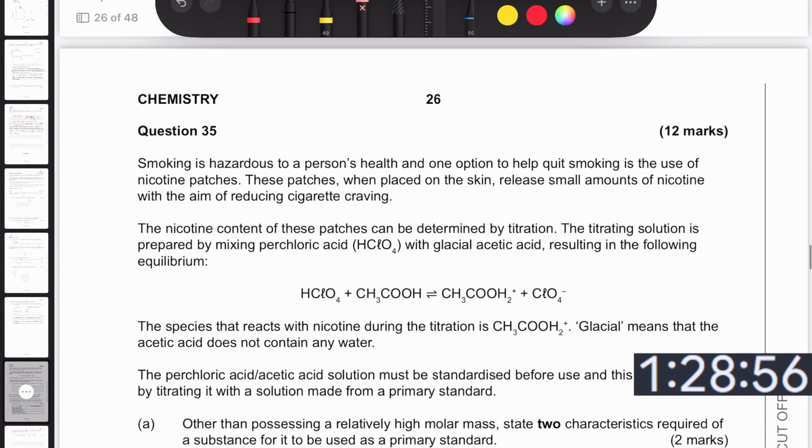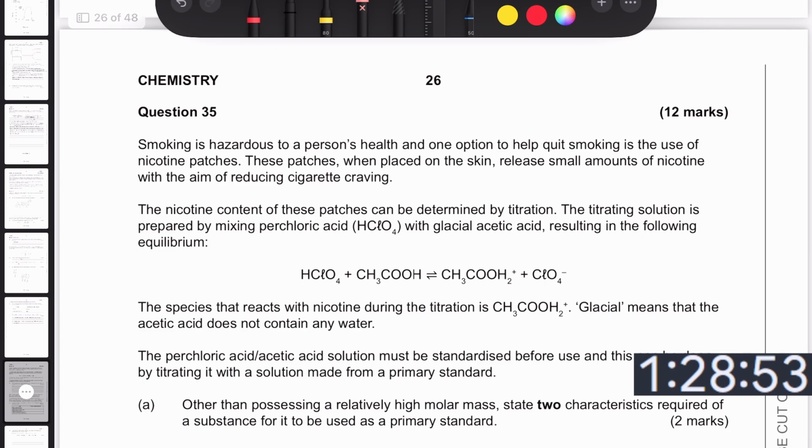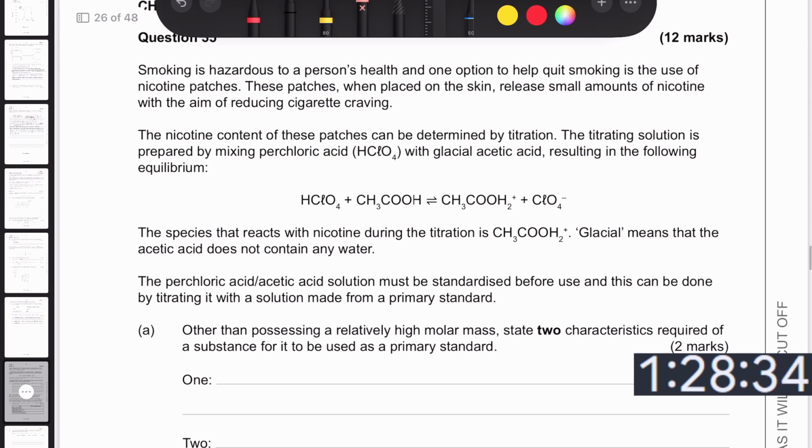Okay. Smoking is hazardous to a person's health, and one option to help quit smoking is the use of nicotine patches. These patches, when placed on the skin, release small amounts of nicotine with the aim of reducing cigarette craving. The nicotine content of these patches can be determined by titration. The titrating solution is prepared by mixing perchloric acid with glacial acetic acid, resulting in the formation of an equilibrium. The species that reacts with nicotine during the titration is that. Glacial means that the acetic acid does not contain any water. The perchloric acid solution must be standardized before use, and this can be done by titrating a solution made from a primary standard.